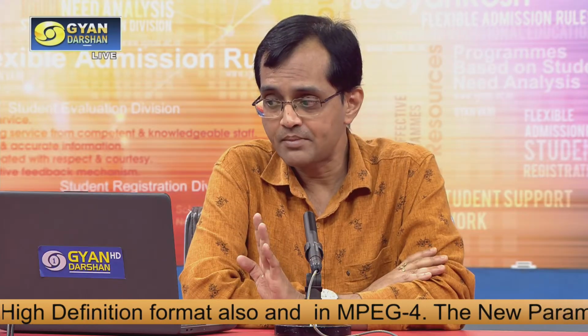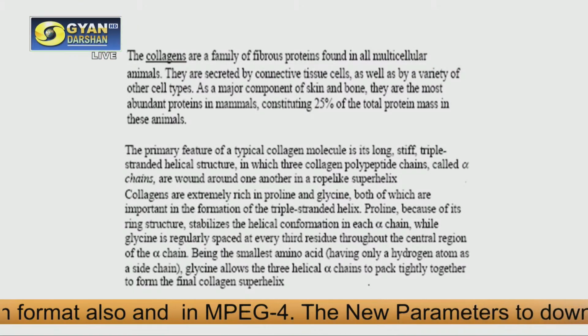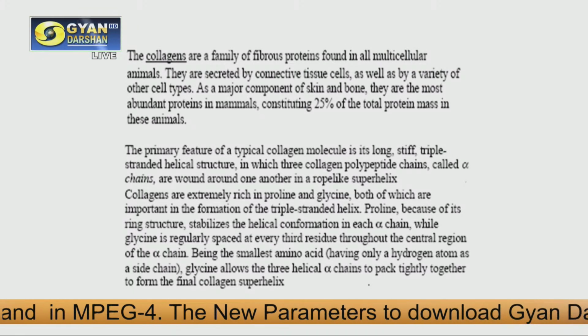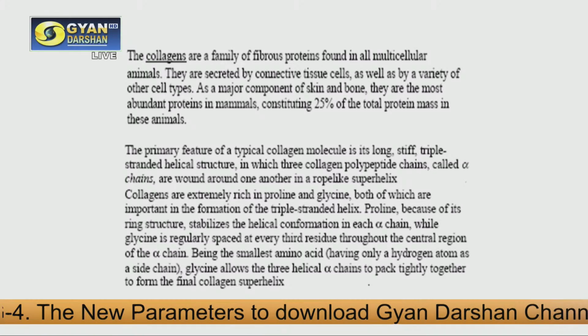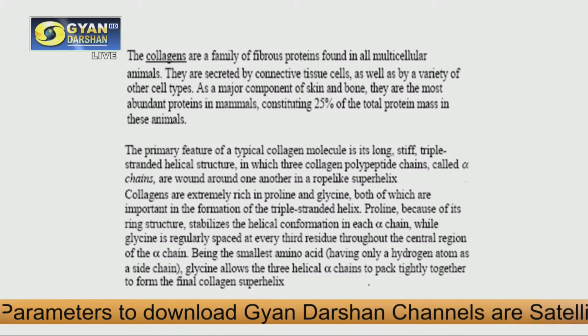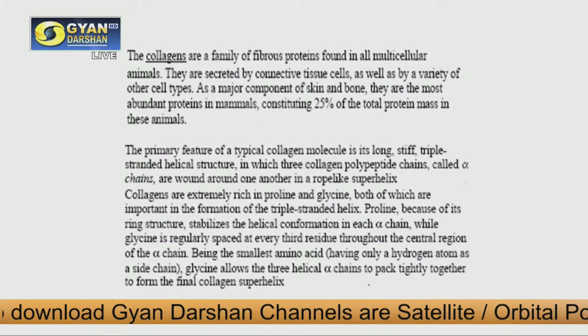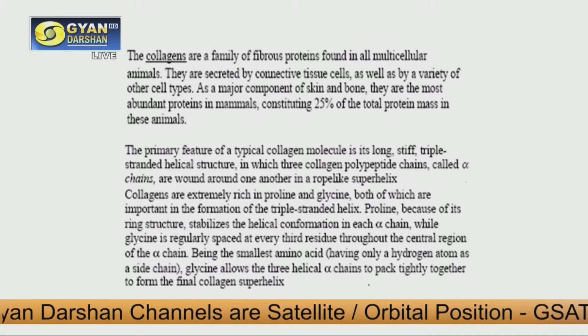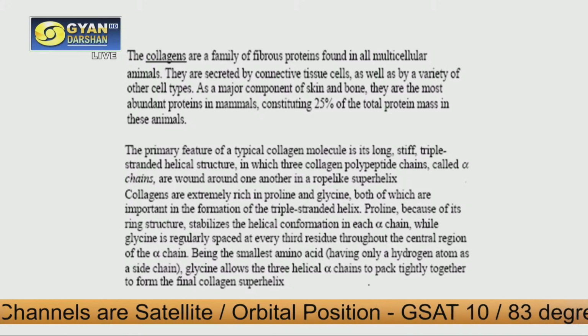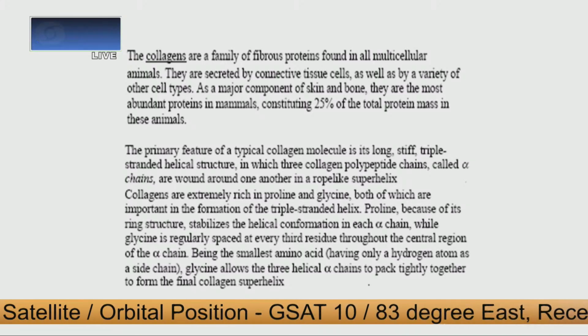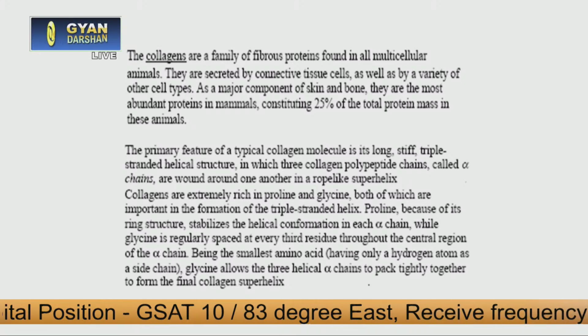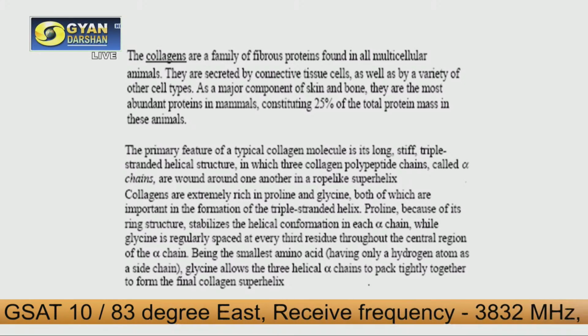So, when it is a matured collagen, as I already said, it's a long, stiff, triple-stranded helical structure. Three collagen polypeptide chains called alpha chains are wound around one another in a rope-like fashion. They are rich in proline and glycine. Also, hydroxyproline may be present. It is a triple-stranded helical structure.